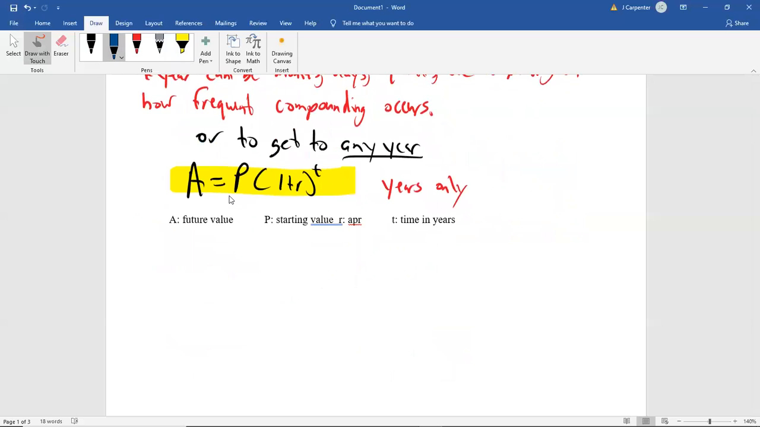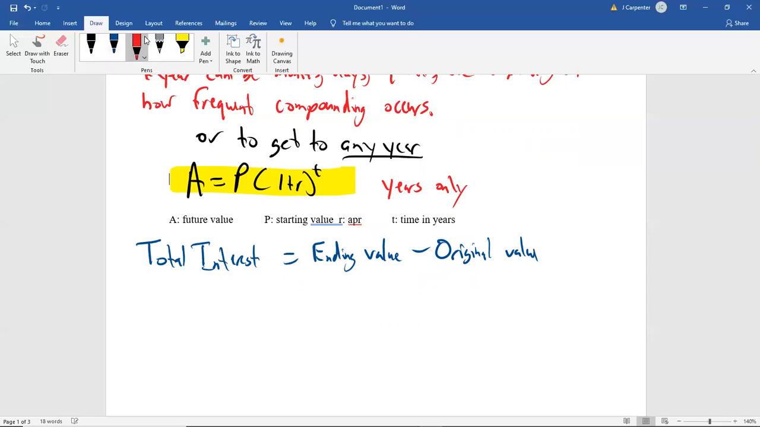A couple other things just to point out: your total interest. Now, interest is the difference of what you have at the end and what you put in. So that's the ending value of whatever year they ask about, minus your initial deposit, what you put in at the beginning, the original value, AKA P. P is the principal, that's the original deposit.